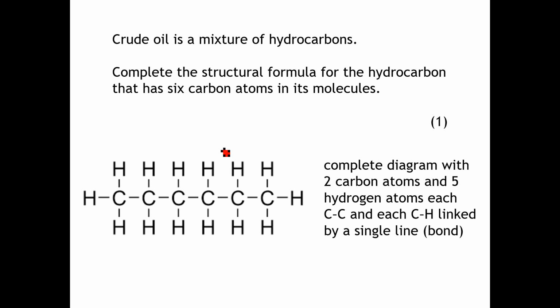So this is the bit you were given, and this is the bit on the right that you should have been drawing. 2 carbon atoms, 5 hydrogen atoms, and a single line to represent a single covalent bond between each of those atoms. Again, if you got that right, 1 mark in an exam. Simple, move on. Dead easy.